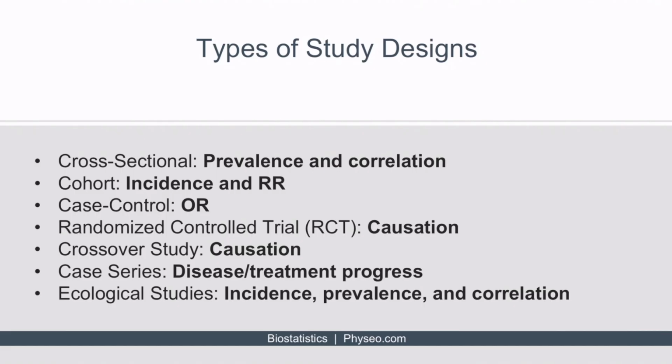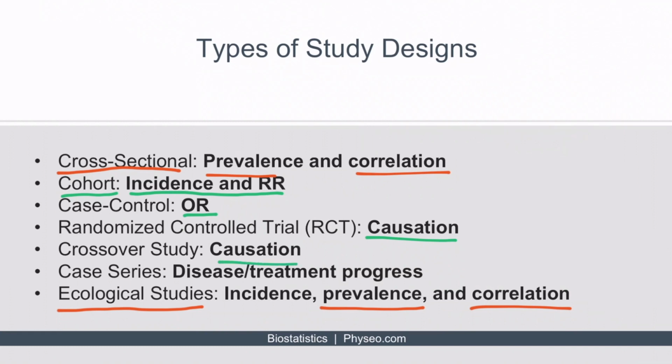On this slide, we have summarized some of the most important information of the different study designs. Notice that in cross-sectional studies, you can find prevalence and correlation, which is also similar to ecological studies, which can find prevalence and correlation. Notice that in cohort studies, we find incidence and relative risk, whereas in case control studies, we find odds ratio, and we can find causation in randomized controlled trials and crossover studies. And a case series is a way to follow disease or treatment progress. And that concludes this section.